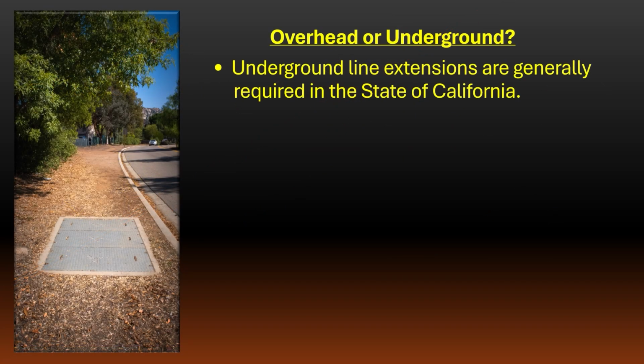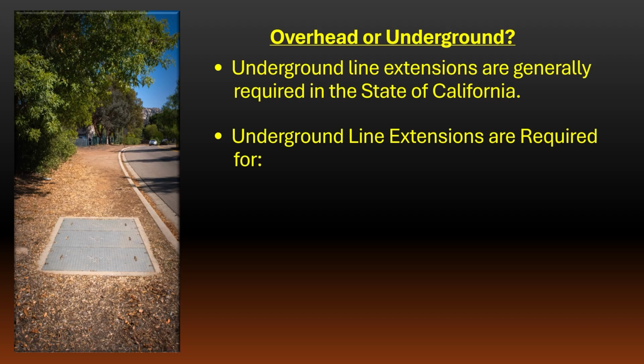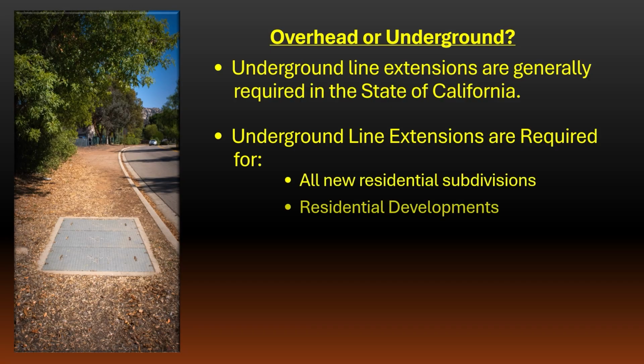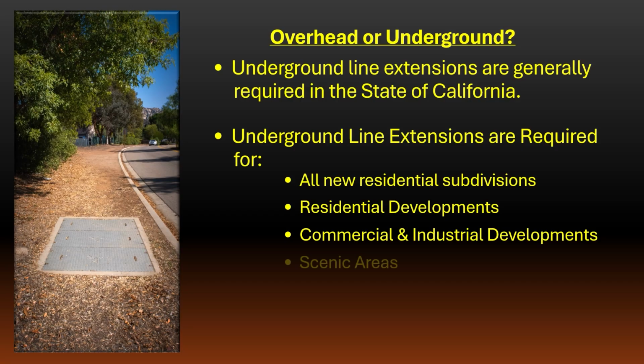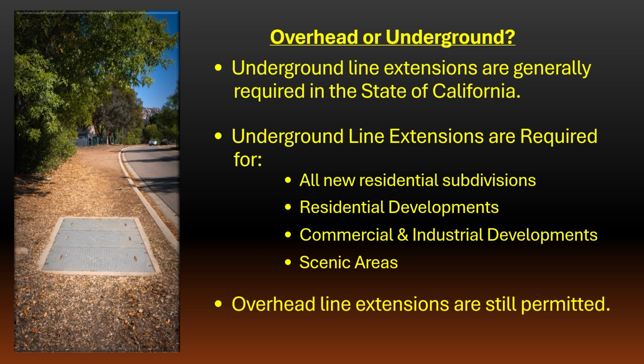According to both rules, underground line extensions are generally required in the state of California. In fact, underground distribution line extensions are required for all new residential subdivisions, residential developments, commercial and industrial developments, and locations in proximity to the beautiful scenic areas California is known for. Overhead line extensions are still permitted within areas meeting certain specific requirements. Check with your local utility representative to determine if your project meets the requirements for an overhead line extension. For the remainder of this video series, we will be focusing on the most common types of underground line extensions.